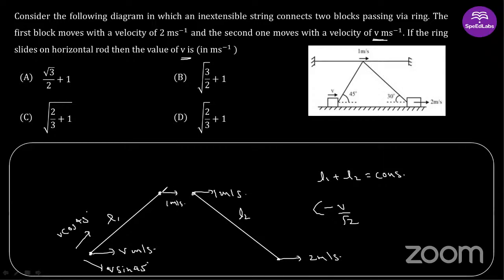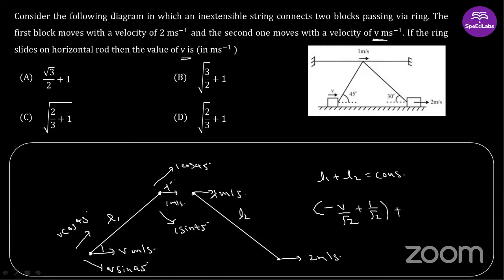What about this one? If this is 45, this is also 45, right? And this one is increasing. There's this one cos 45 in that direction and this one sin 45 in this direction. So this one cos 45 is increasing the length L1. So I'll write plus 1 cos 45, that is 1 by root 2.